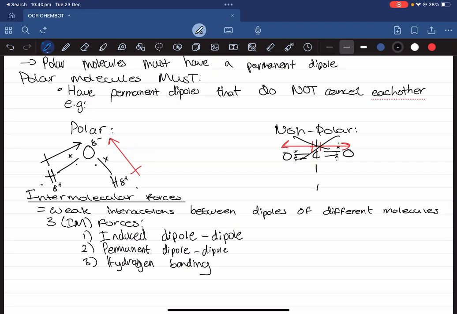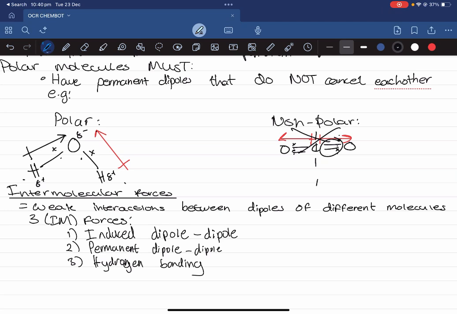This means that although the bonds of carbon dioxide are polar, the whole molecule of carbon dioxide is not polar because it does not have that permanent dipole. And to have that permanent dipole, the dipoles must not be able to cancel each other out. So this permanent dipole interaction is a type of intermolecular force. Now, these intermolecular forces, the definition is just weak interactions between dipoles of different molecules.